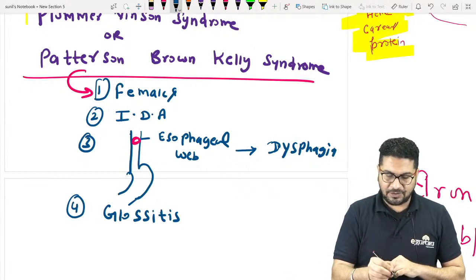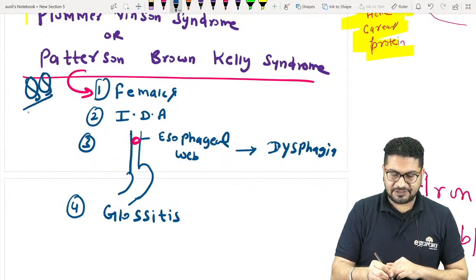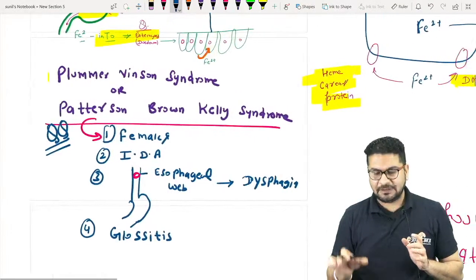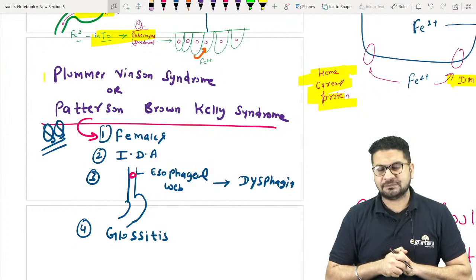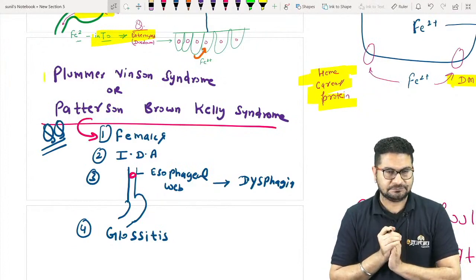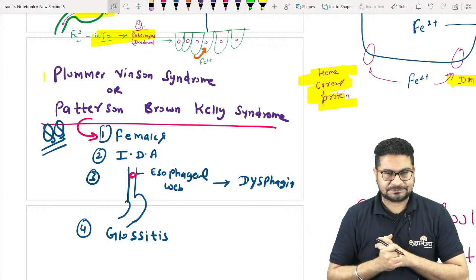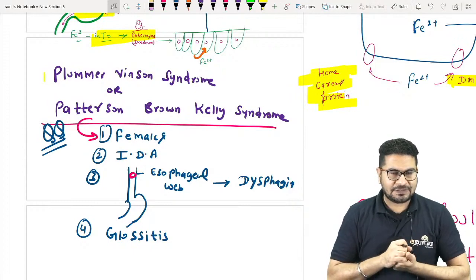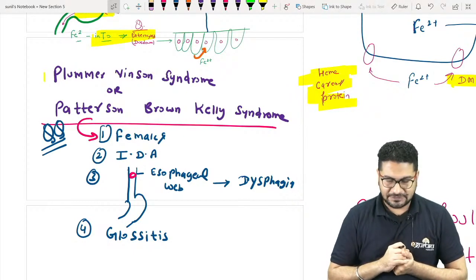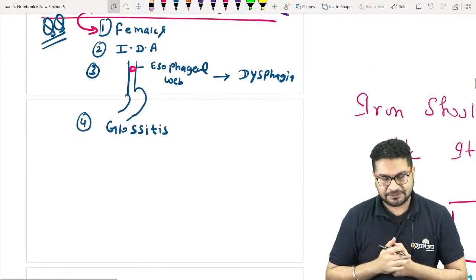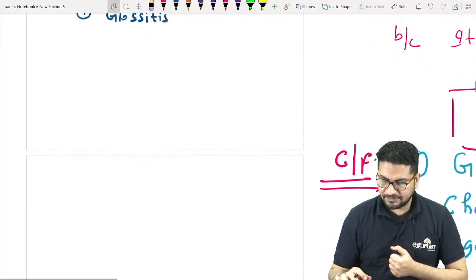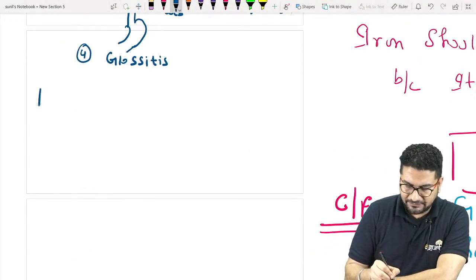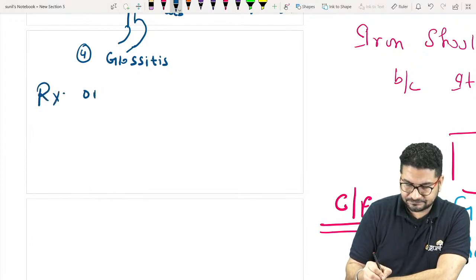So remember, this is important. They have asked a clinical case. They have formulated a question with this Plummer-Vinson syndrome or Patterson-Brown-Kelly syndrome. Am I clear? So you diagnose the disease. Now it's time to treat this. So if I say treatment of iron deficiency anemia.